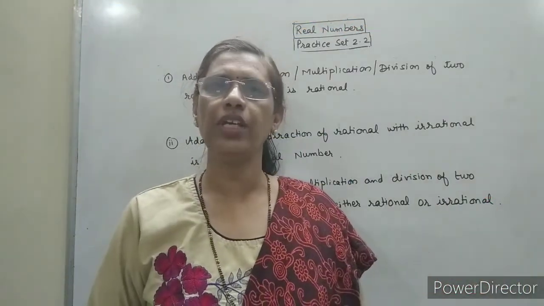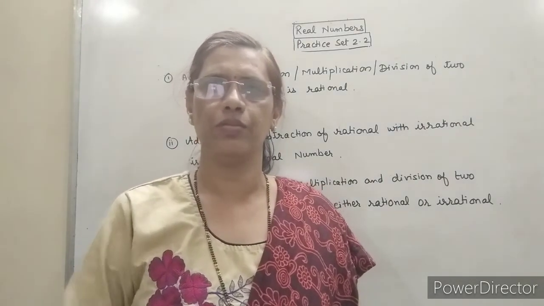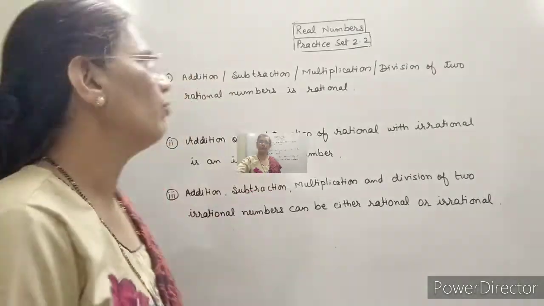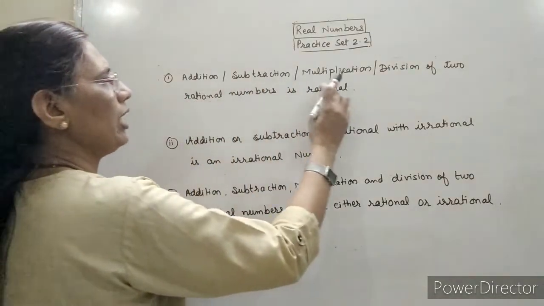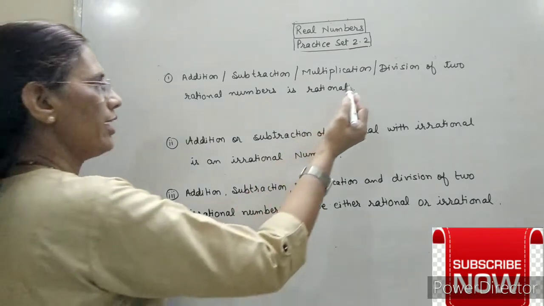Before going to the topic, let us discuss some properties related to rational numbers. The first property is that addition, subtraction, multiplication or division of two rational numbers is rational.